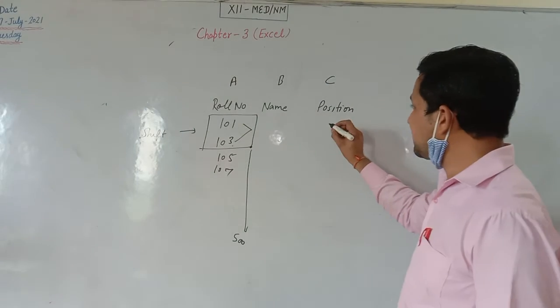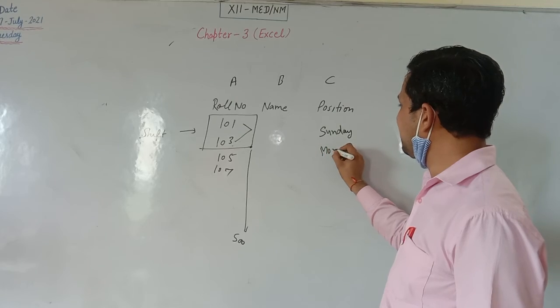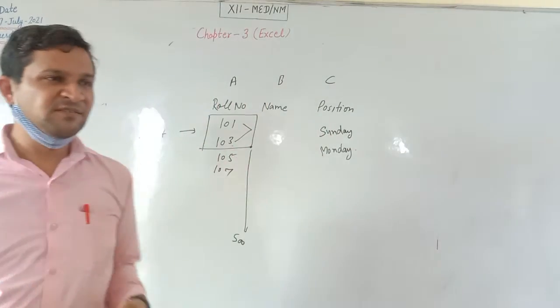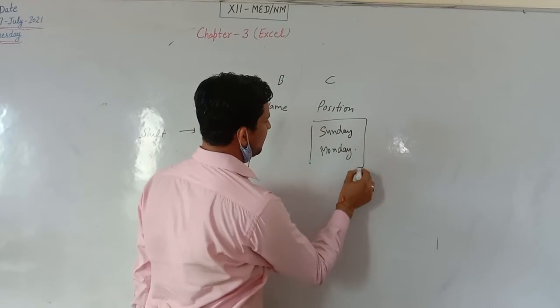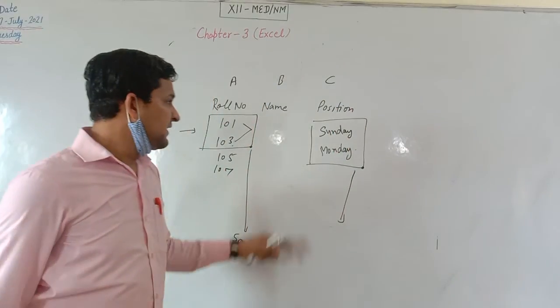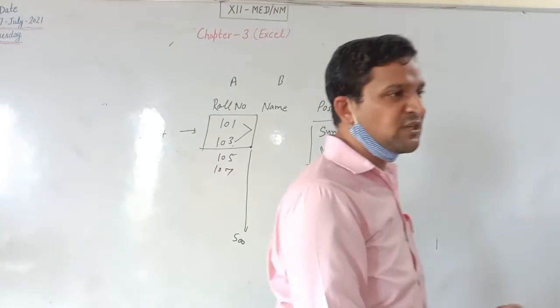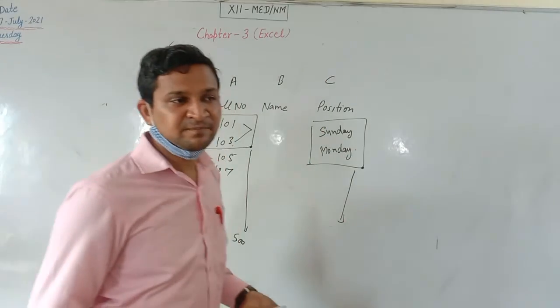Now one question: suppose I write Sunday in the first record and Monday in the second record. Is it possible to perform the autofill option? Yes, absolutely it is possible. We will select both cells and drag from this position. It will complete Sunday to Saturday, and again it will show Sunday, Monday, Tuesday. It will repeat all the days again and again as long as you are dragging.